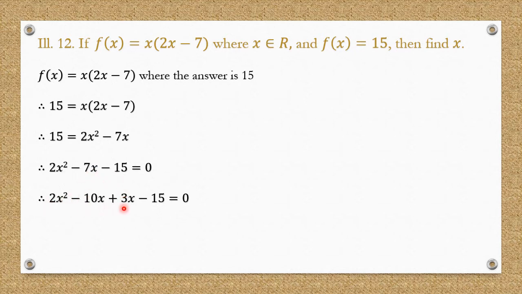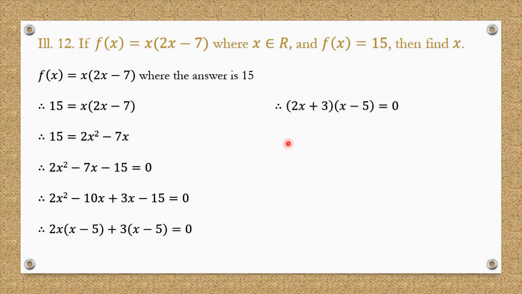Next, we are going to draw two lines here. The first part will be 2x square minus 10x and the common will be 2x. The second part is 3x minus 15 where the common value will be 3. So when we take out these common values, we are left with x minus 5 in the brackets, and simplifying this becomes 2x plus 3 and x minus 5.